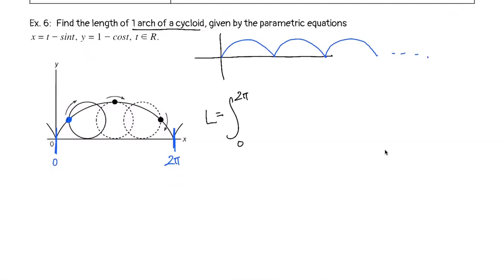And then we have our square root, and we're going to need to find the derivative of x, and we need to square it. And then we need to find the derivative of y, and we need to square it. So the derivative of x gives me 1 minus cosine t, and I'm going to square that. And I'm already making a mental note, better FOIL this, don't just distribute that square, okay? And then to that, I'm going to add the derivative of y squared, which will give me sine t squared, okay?